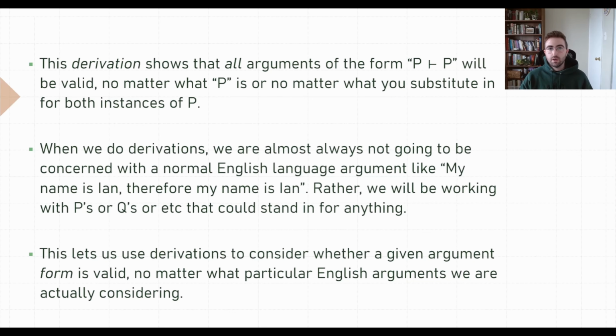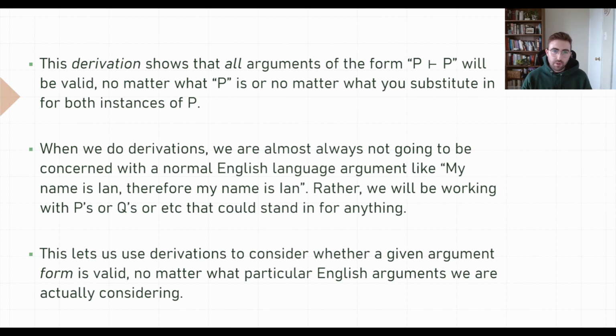All right. So this derivation shows then that all arguments of the form P, therefore P, will be valid, no matter what P is, no matter what you substituted in. If you have the premise P and you have some conclusion P, then it's always going to be valid. So what this is going to indicate to us is that whenever we're doing derivations, we're almost always not going to be concerned with a normal English language argument. Like I gave you an example of the argument, my name is Ian, therefore my name is Ian.